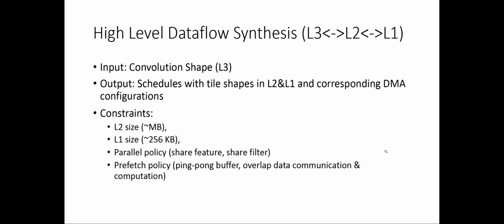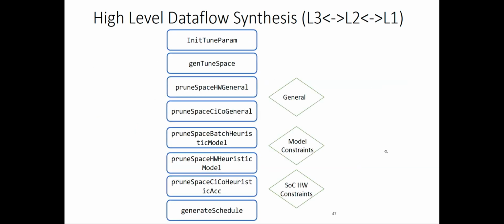So that's the output. And within valid scheduling, we need to consider the different hardware constraints, including the L2 size, the L1 size, the parallel strategy, and also the prefetch strategy. For example, whether we use a ping-pong buffer, or how we share, or how we do the parallelism. So we have the feature map, we also have the kernel, and then we can either parallelize on the feature map and duplicate the filter, or we parallelize on the filter part but duplicate the feature. So these are different parallel strategies we need to consider in our framework.